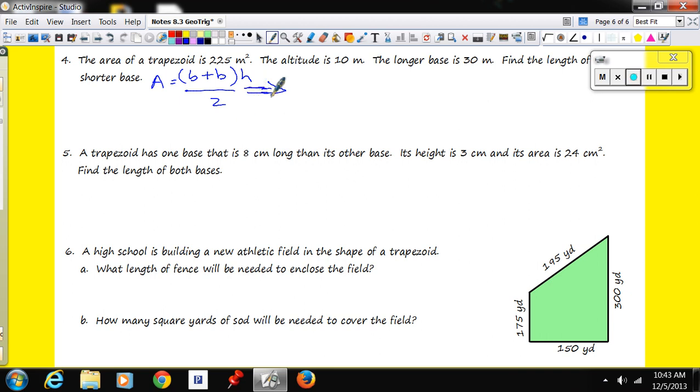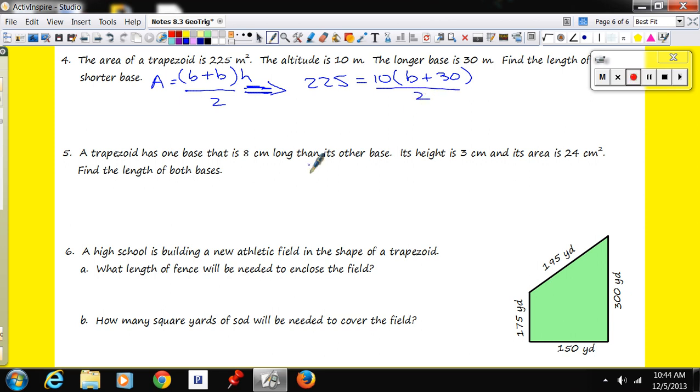What is it that they gave us? They gave us the big A, so that's 225. What else did they give us? Did they give us H? That's 10. Did they give us my two bases? They just gave me one. So they gave me one of these two B's, so I still have one missing. I could put 30 plus B, or I could put B plus 30 there. It's the same. You'll get the same answer. And then we divide by 2.